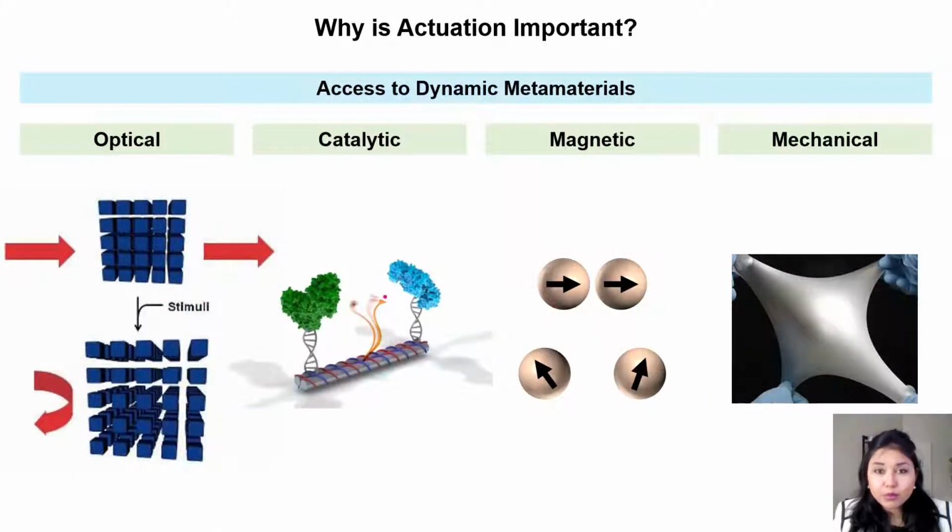Dynamic materials are important because this would indicate that we would have to synthesize a single material and we would be able to control or change its properties by changing the interparticle distances by using some sort of stimulus. So we can start to make things like flat lenses or smart windows. This strategy would really give us access to dynamic optical, catalytic, magnetic, or even mechanical metamaterials by using appropriate nanoparticle building blocks.